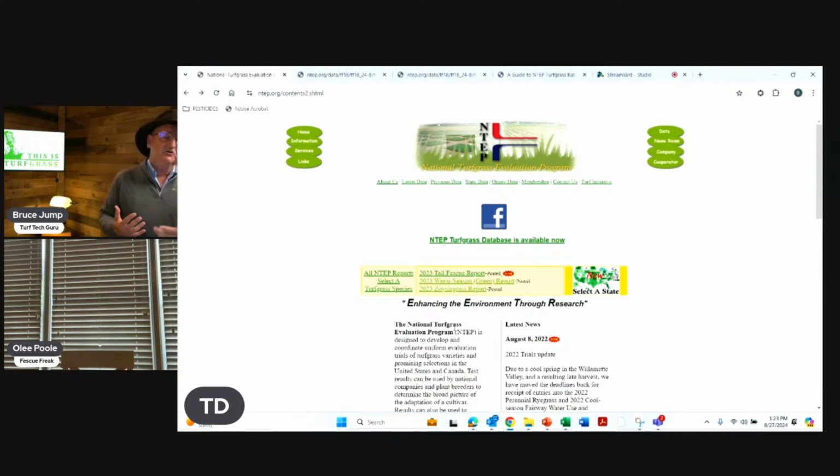So the cooperative breeder trial is one. The Sports Turf Research Institute, STRI, in England is similar to NTEP, but they work with a lot of the European breeders, and they focus on Europe. So this one's the largest, peer-reviewed by all the professors that are doing the research. It's published. The data is replicated. This is the best database in the world.